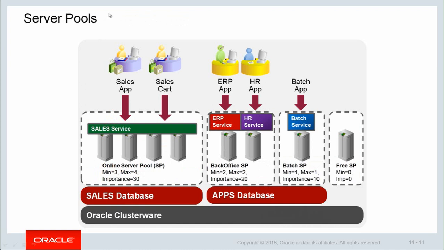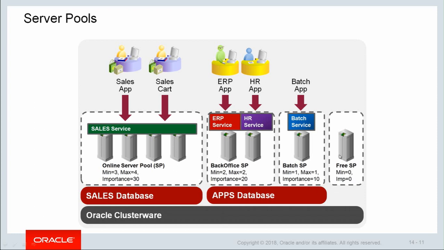So this is an example of a server pool. It's a foundation of Quality of Service. In this example, there are three user-defined server pools. The online server pool: its minimum size is 3, maximum size is 4, importance is 30. A higher number is more important. And the back office server pool: minimum size is 2, maximum size is 2, importance is 2. The batch server pool: minimum is 1, maximum is 1, importance is 10.